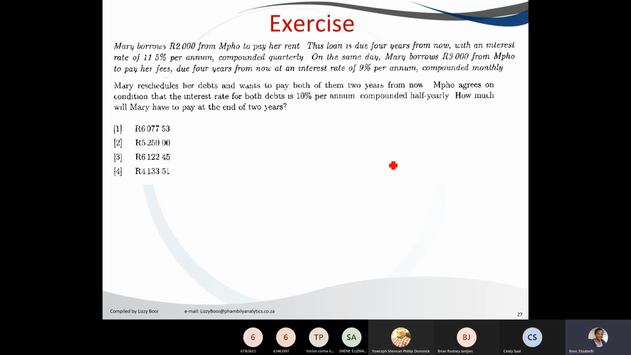Okay, let's unpack this question. So Mary borrowed the 2,000 for the rent, and the money is due in 4 years from now with an interest of 11% per annum compounded quarterly. On the same day, she goes and borrows from Mpo 3,000 to pay for her fees, and it is due in 4 years as well from now at the same interest.